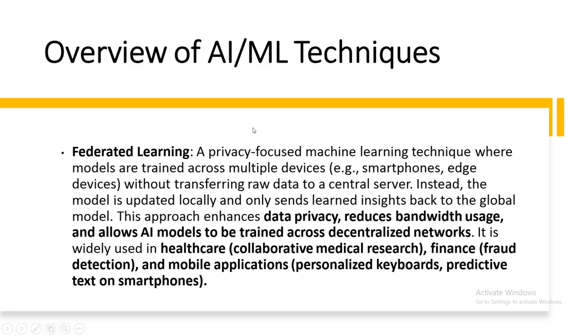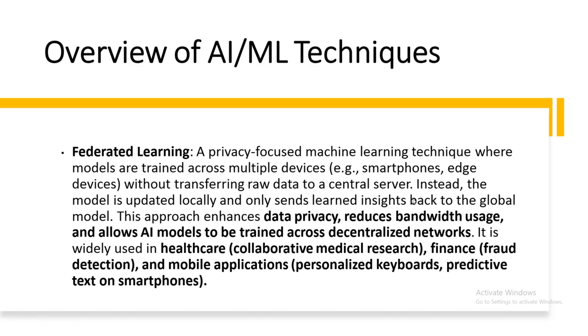It is a privacy focused machine learning technique where models are trained across multiple devices, for example smartphones and edge devices, without transferring raw data to a central server. Instead, the model is updated locally and only sends learned insights back to the global model. This approach enhances data privacy, reduces bandwidth usage, and allows AI models to be trained across decentralized networks.